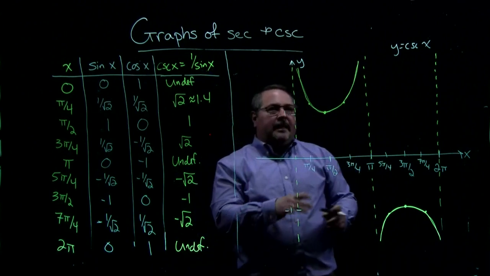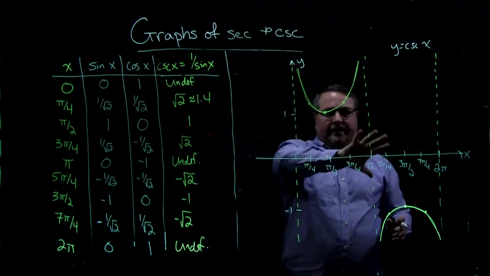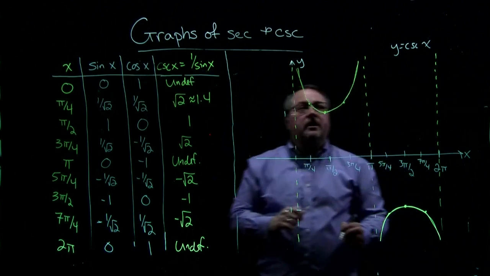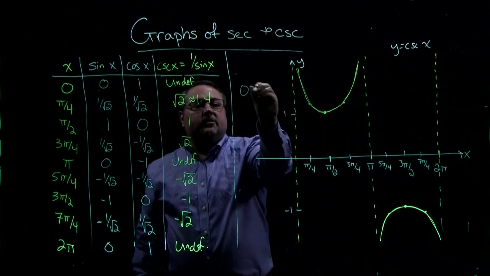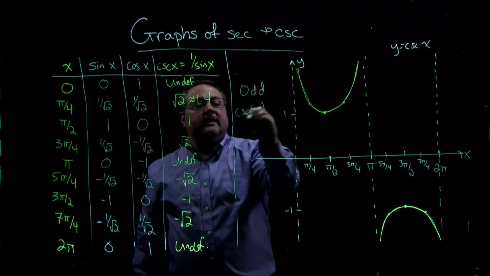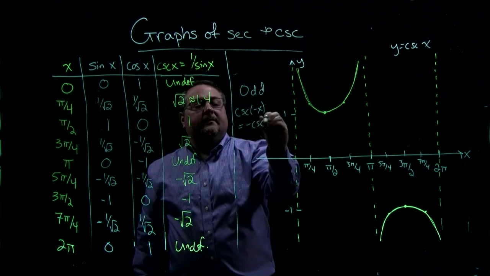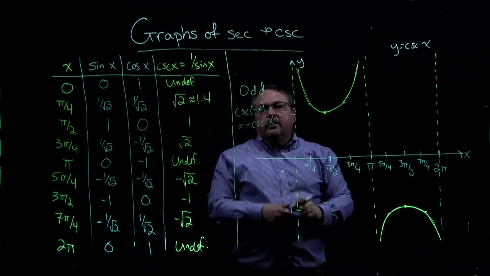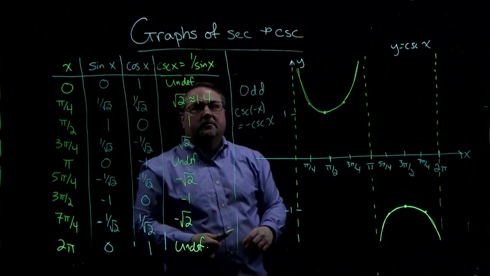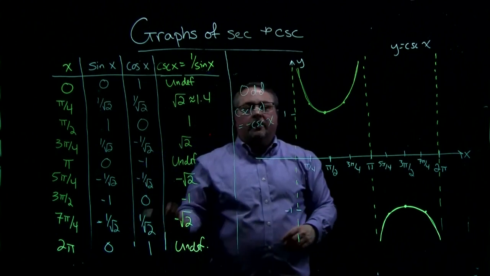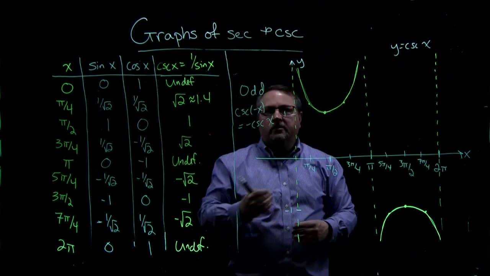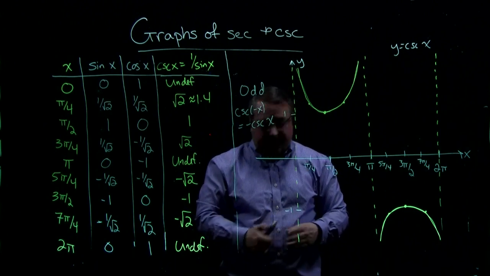It may not be easy to tell here because I only did this one period to the right-hand side of the y-axis, but the cosecant graph is actually odd, and therefore cosecant of negative x is equal to negative the cosecant of x. Okay, and we could see that also because cosecant is a reciprocal of sine, and the reciprocal of an odd function is odd, and the reciprocal of an even function is even. So that's why the secant was even.